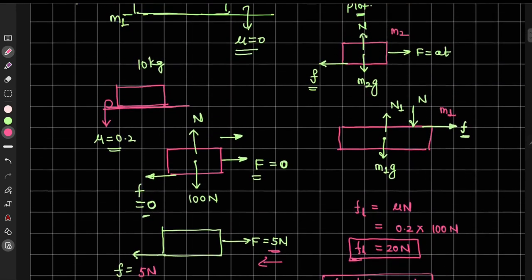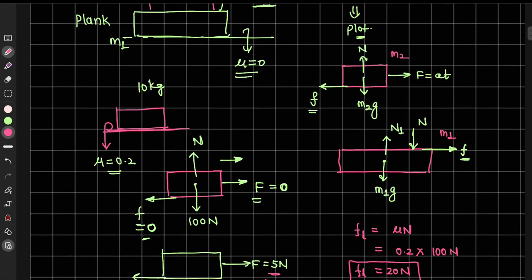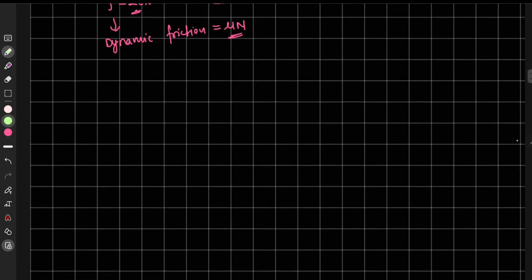Okay, now let's come to our problem. Here, as F is a function of time, as t is increasing, the force is increasing. So it will take some time to reach the limiting friction, and only then will there be relative motion between mass m2 and mass m1. Let us say this is the time t naught at which the force crosses the limiting friction.